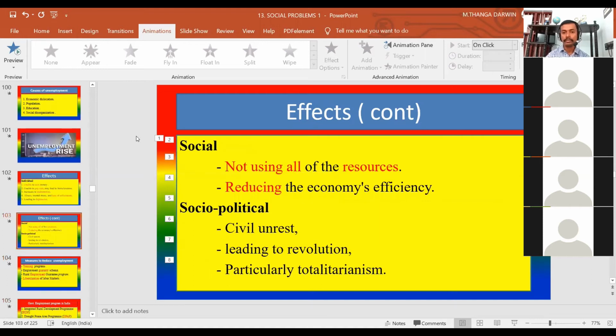Then social effects: not using all of the resources. For example, in India we have all resources, but are unable to use them due to various reasons, due to lack of education. Second is that it reduces the economy's efficiency. Then socio-political effects are civil unrest, conflict in government, between the ruling party and other parties, or people and government, and this leads to a resolution to the social political situation.